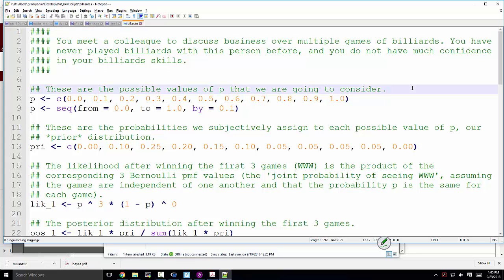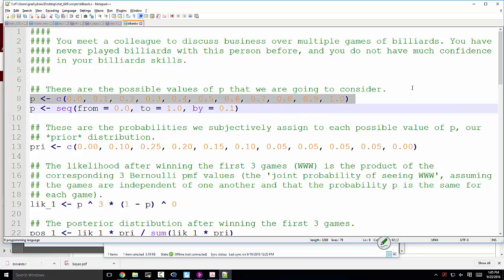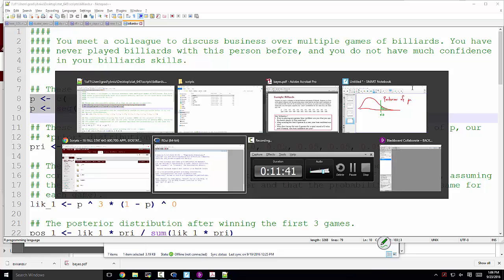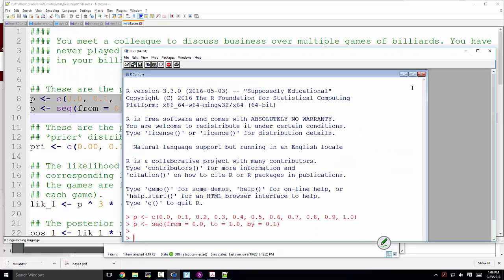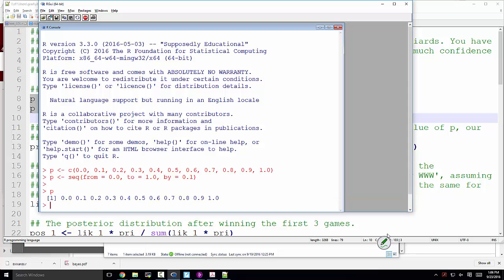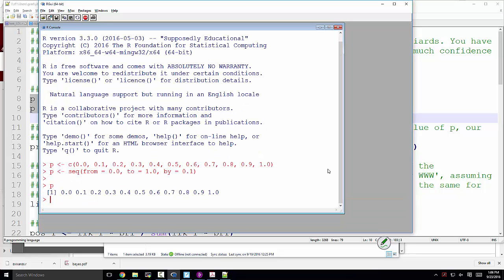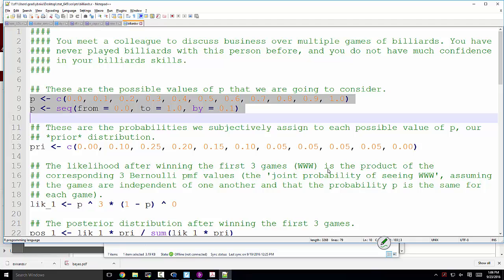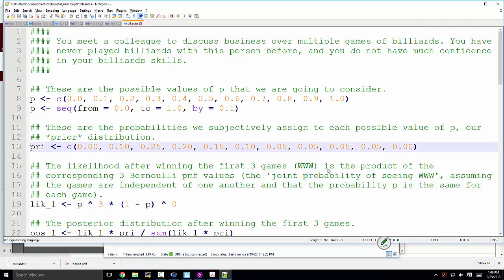Okay, let me run a little bit here. The possible values of P, I wrote it down 2 different ways, they're equivalent. It's 0, 0.1 up to 1. So here are the possible values of P that we're going to allow for. And here's my prior distribution. These are just the numbers that were in the slides.